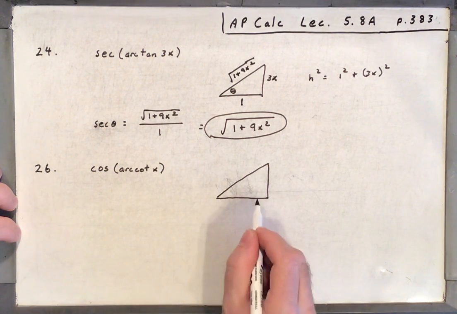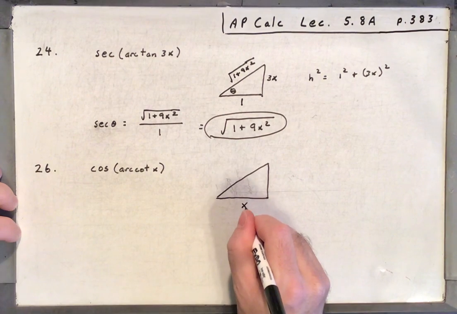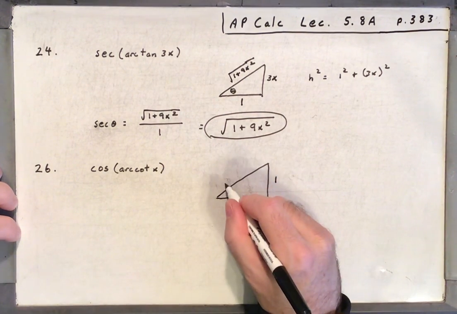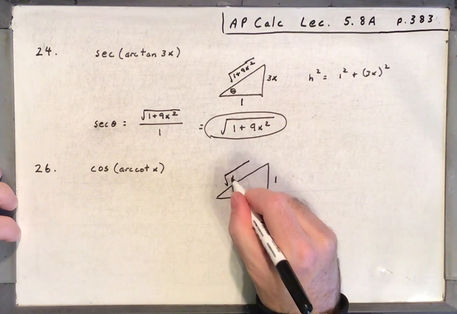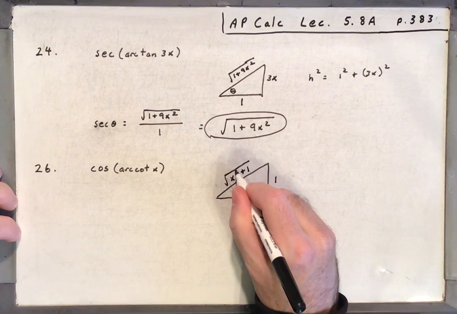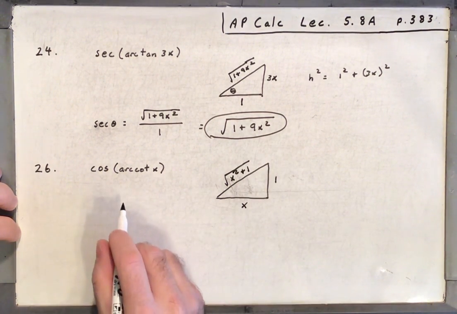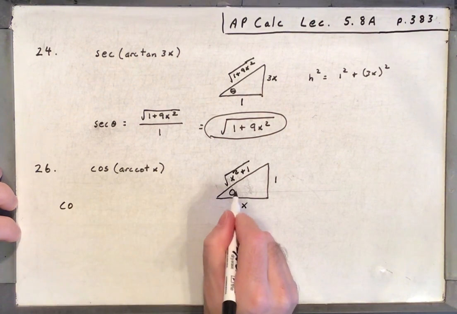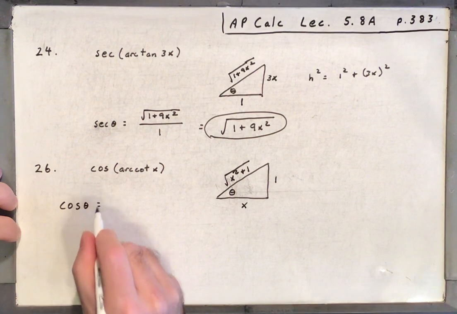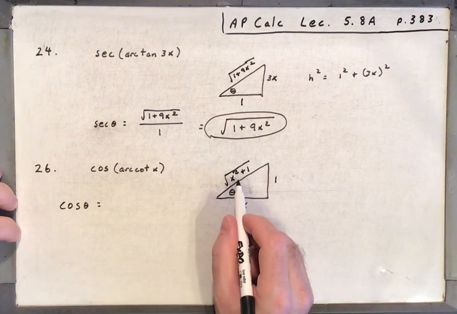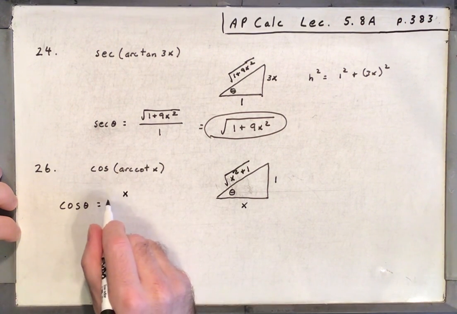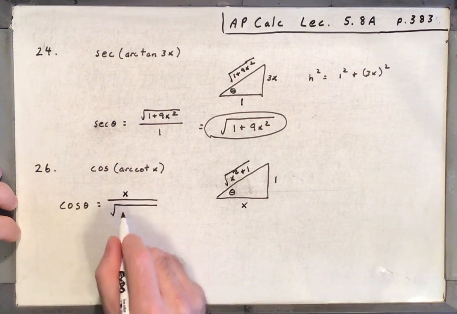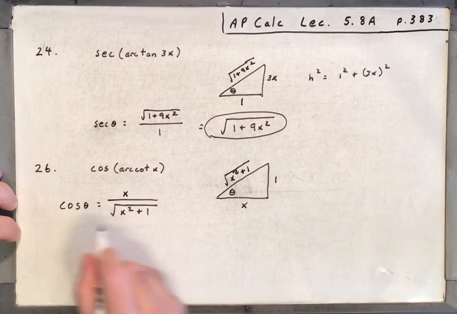cotangent is adjacent over opposite. So that's going to be x over 1. Hypotenuse then would be the square root of x squared plus 1 squared, or x squared plus 1. All right, so what's the cosine of that? Okay, cosine is going to be, we didn't even need to know the hypotenuse, did we? All right, so our, yeah, we did, excuse me. So cosine is adjacent over the square root of x squared plus 1, so x over the square root of x squared plus 1.